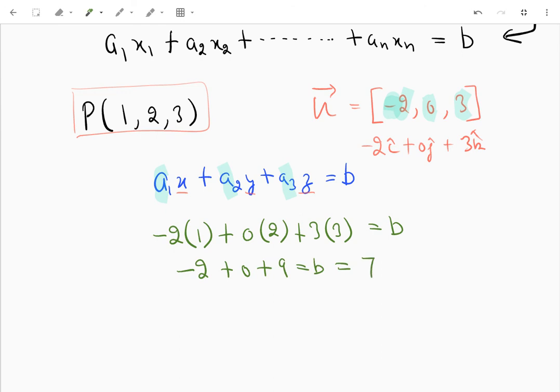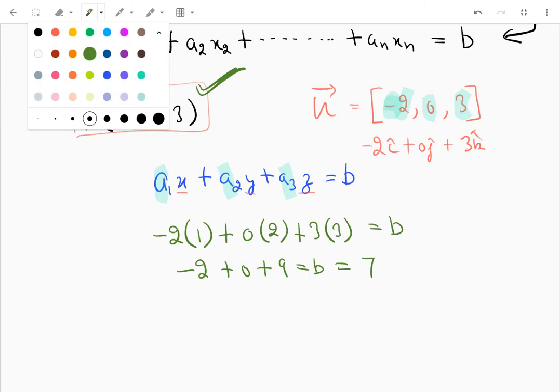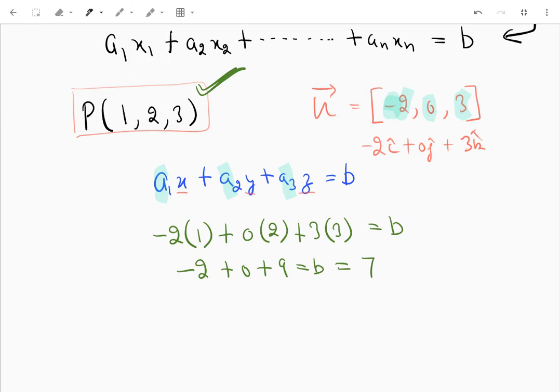And hence, this was for a particular point. We have n number of points on the plane, right? So our general equation for this will be -2 times x plus, now our y component is 0, so I'll skip it, and 3 times z is equal to 7. So this is the equation of the plane which is passing through this point and which has this vector perpendicular to its surface.